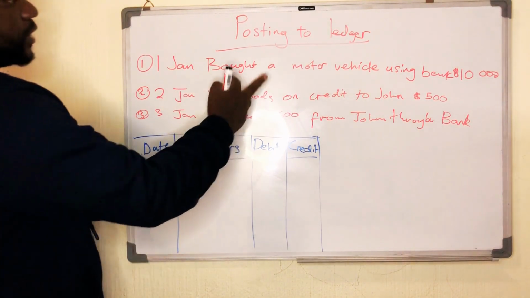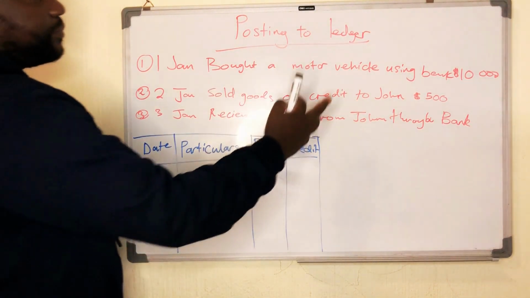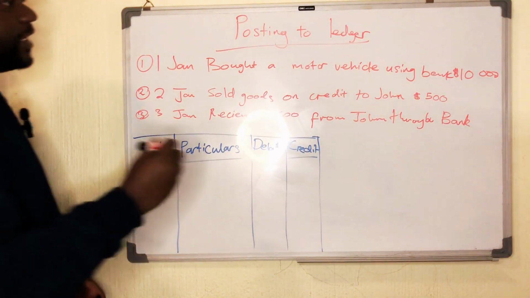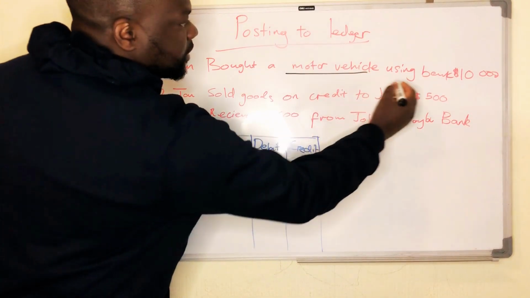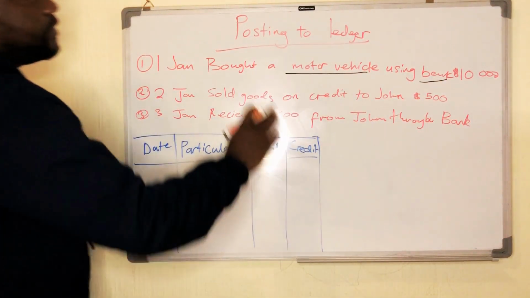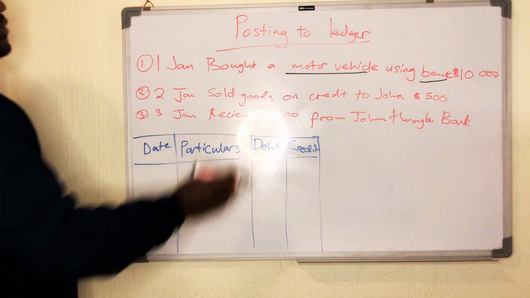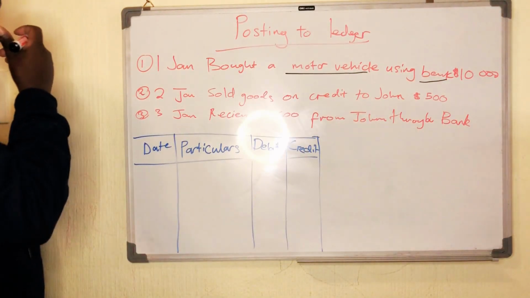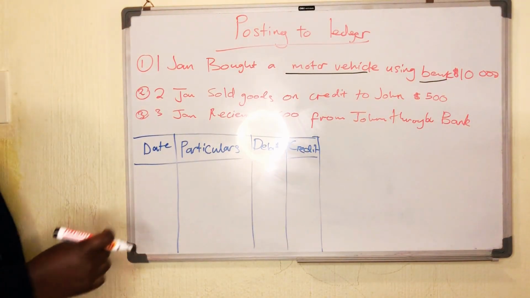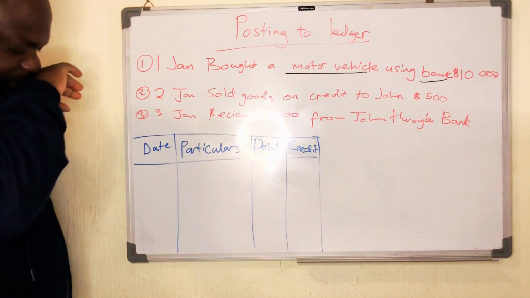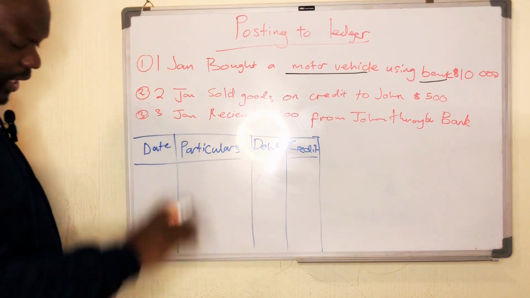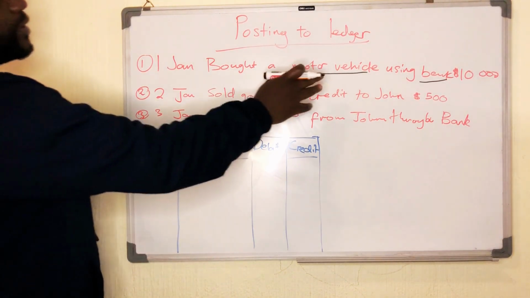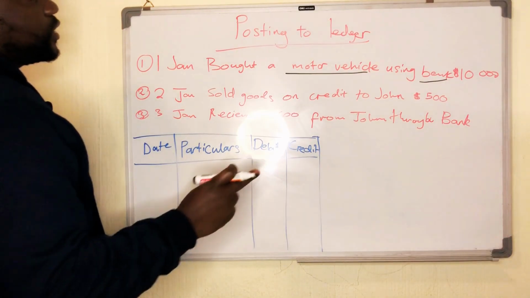January. We bought a motor vehicle using bank for 10,000. So the two accounts that are affected here are our motor vehicles account and our bank account. If we look at both these accounts, motor vehicle is an asset, and bank is an asset again. So both fall under real account. So we're going to be applying the golden rule for real accounts for these two. The golden rule says debit what comes in, credit what goes out.